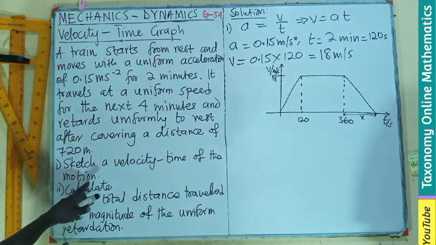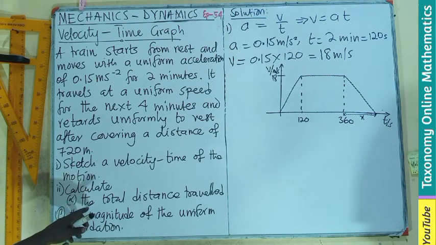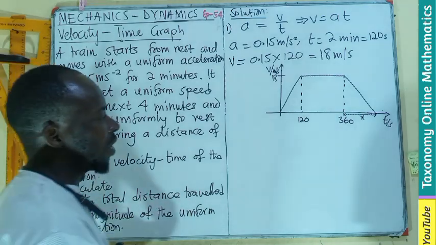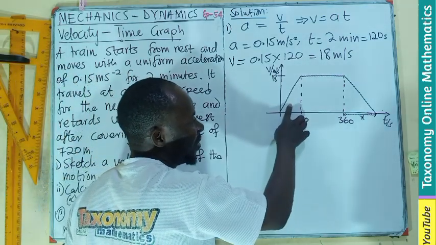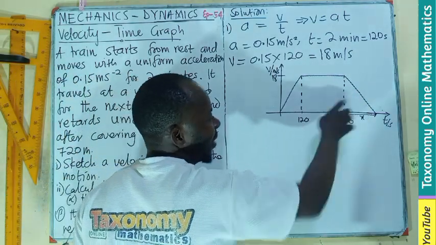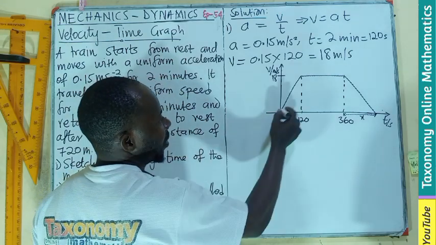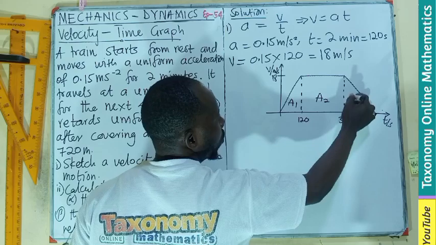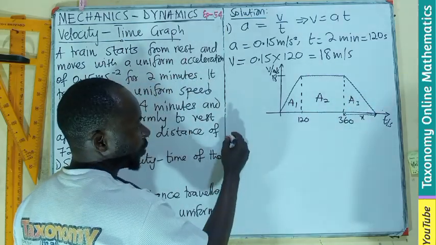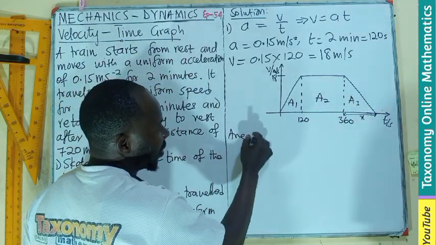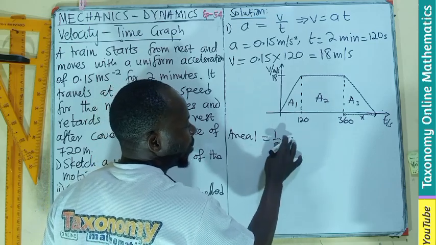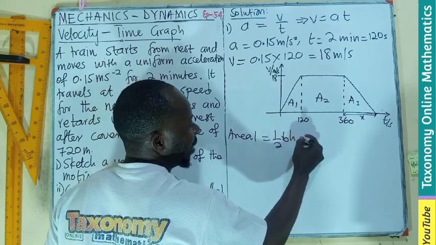So this has been sketched, and that is what we are looking for. Then we have to calculate the distance covered or traveled. Total distance traveled is going to be the distance here plus this one plus this. So we can say area 1, area 2, area 3. Area 1 is a triangle, so half times the base times the height.